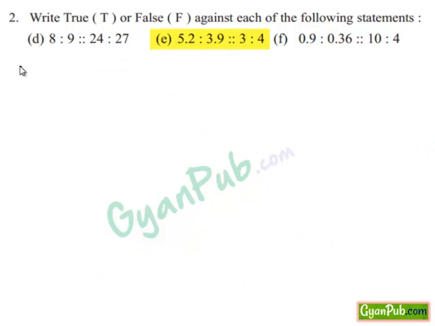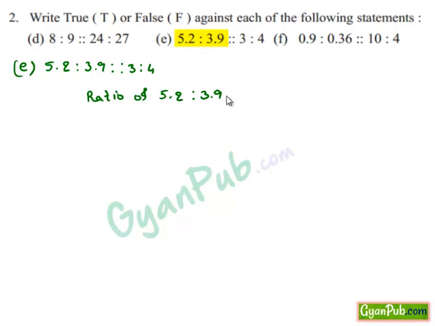Take the E bit. The given statement is 5.2 is to 3.9 is in proportion with 3 is to 4. First find out the ratio of 5.2 to 3.9. This can be written as 5.2 upon 3.9. Here 5.2 can be written as 1.3 multiplied by 4, and 3.9 can be written as 1.3 multiplied by 3.